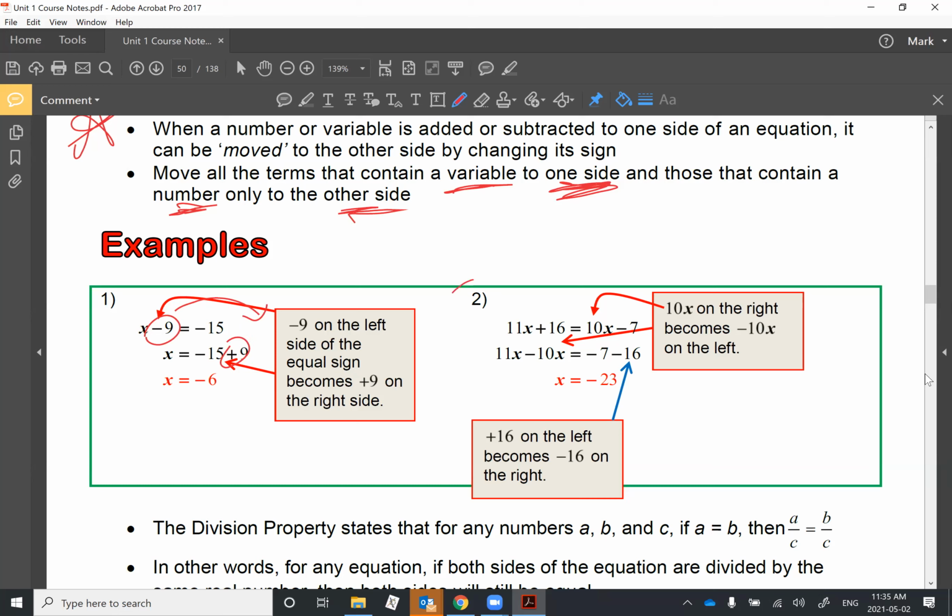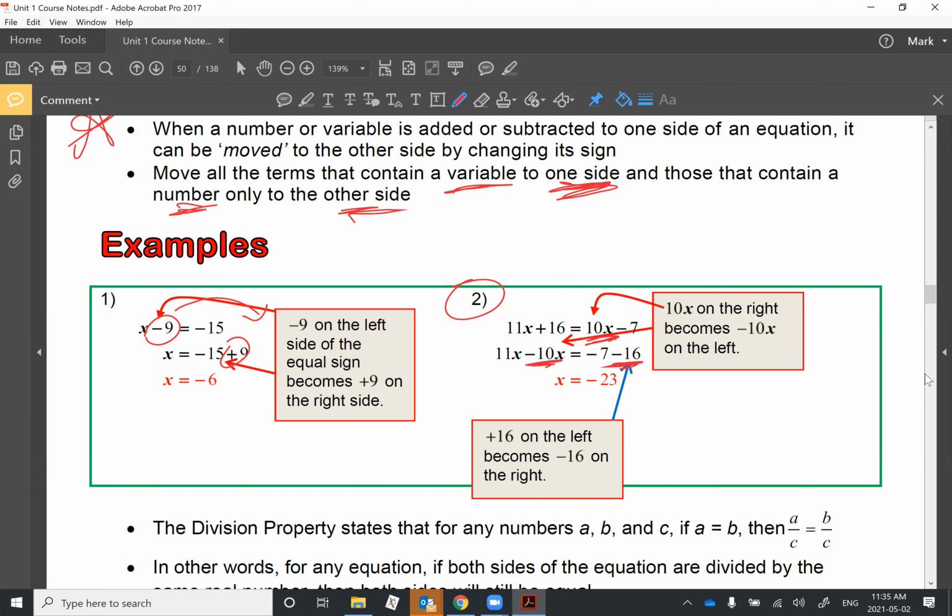Okay, same thing for number 2. The difference is here, I want to get the 16 to the other side and the 10x to the other side. Again, I'm going to show you some of this in a few minutes. We're going to do some together. So when the 16 moves over, it becomes a -16. When the positive 10x moves over, it becomes -10x. Again, when you move them across the equal sign, the sign of the coefficient changes.